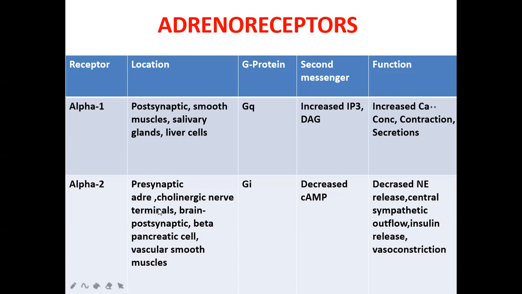And if you look at the alpha 2 receptors, they are located presynaptically, at presynaptic adrenergic and cholinergic nerve terminals. They are located in the brain postsynaptically, in the beta cells of the pancreas, vascular smooth muscle, and GI. They are inhibitory in nature. They cause decreased cyclic AMP, which is the second messenger, and they cause decreased norepinephrine release. They cause decreased central sympathetic outflow, decreased insulin release, and they also result in vasoconstriction.